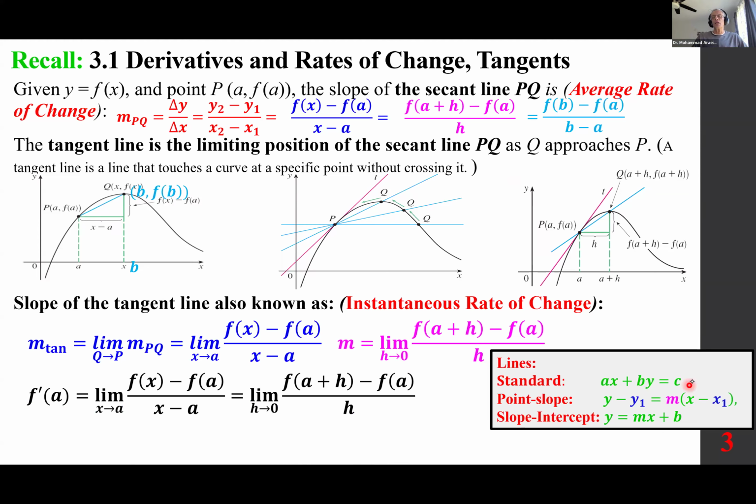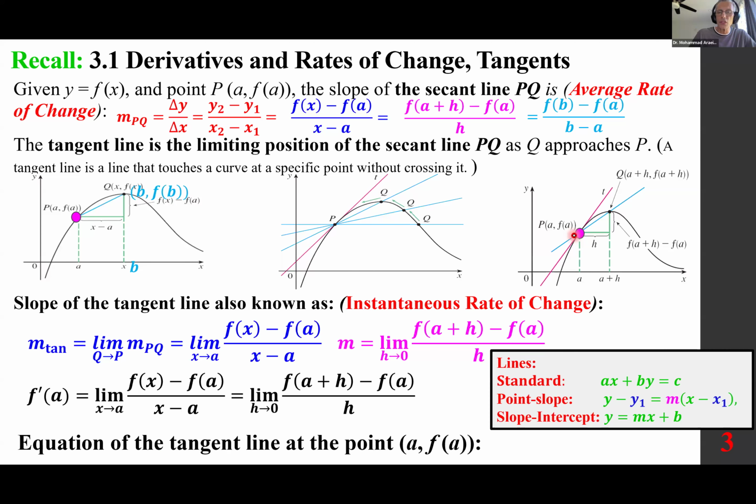Various forms of a line from standard form to point slope to slope intercept form. If we use the point slope on the pair a comma f of a, it gives us the equation of a tangent line: y minus f of a equals f prime of a, m is f prime of a, times x minus a. Now, do we have to memorize that? I would just simply go with the point slope. That is the fastest and easiest way to come up with the answer.